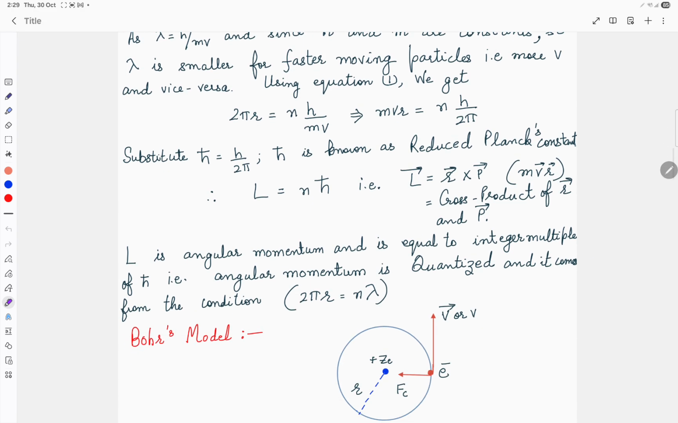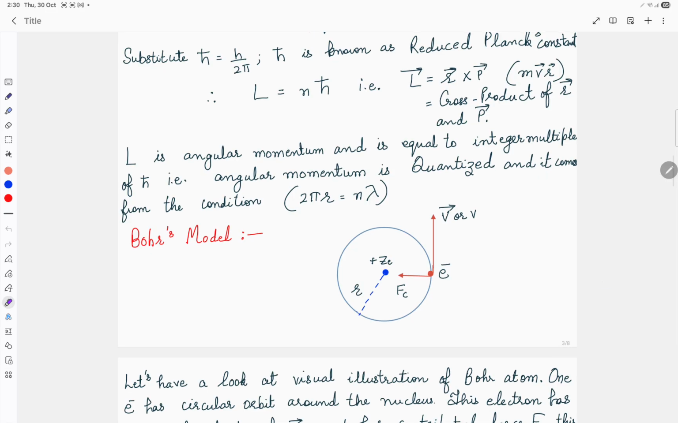So therefore, now h cross is constant, and angular momentum is related to an integer. That means the angular momentum comes in discrete chunks. The values of the angular momentum will be in discrete chunks, and L is also the cross product of R and P. That comes from the MVR formula only. So therefore, what is the condition that explains the discrete nature of the angular momentum?